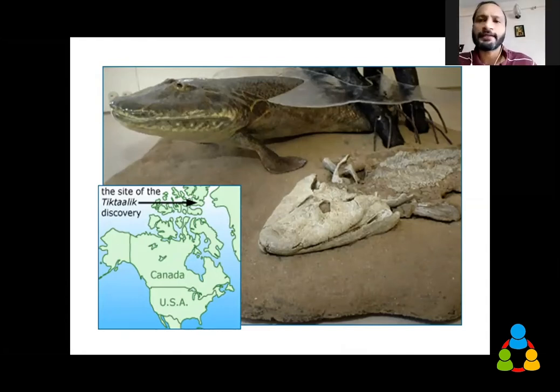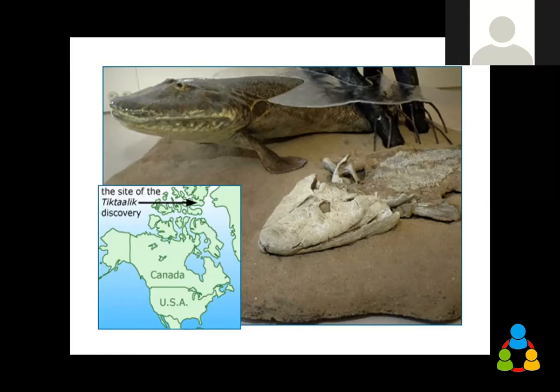It can be anything. It can be bones, it can be pieces, it can be footprints, it can be imprints, it can be whole animals frozen in snow and buried and preserved. So it can be anything. It can be hair, it can be eggs. Now the study of fossils, as you know, is one very, very important evidence for evolution.